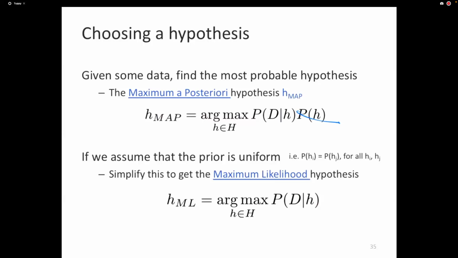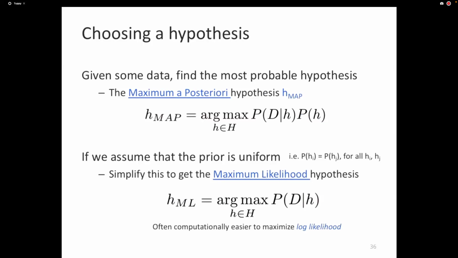Other questions? Basically, H map equals H ML. H map is not equal to H ML. It's equal to H ML only when the prior P of H is uniform. H map and H ML are the same thing when the prior distribution is uniform.